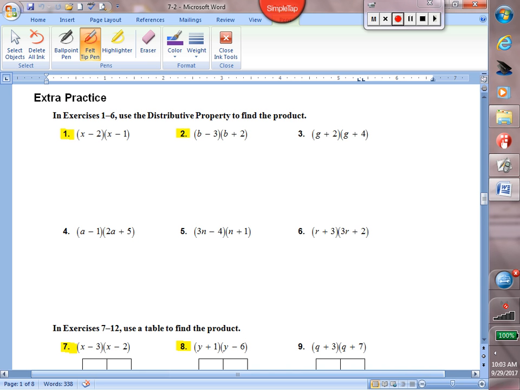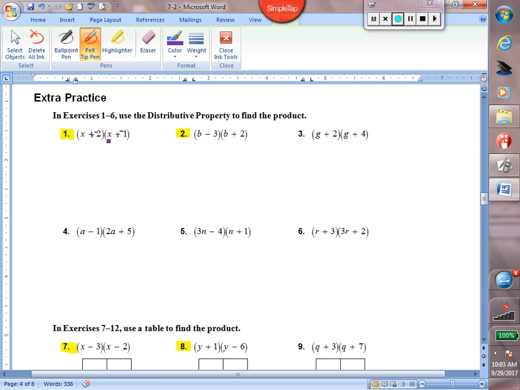Let's take a look at our very first method. Question number 1 says use the distributive property to find the product. Now when I look at question 1, I'm multiplying 2 binomials. Remember, binomials have 2 terms. So we have an x and a negative 2, an x and a negative 1. So we have 2 binomials. In order to use the distributive property, I want to first start by turning my subtraction into plus and negative. It just helps me when I distribute. Do you have to do that? You don't have to. It just helps me make less mistakes.